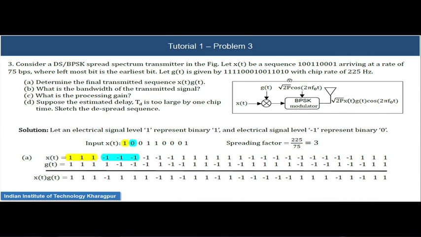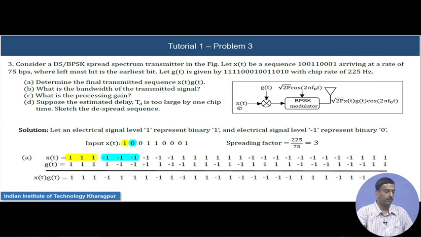In problem number 3, we see that we have a DS BPSK spread spectrum transmitter, and we observe that the input signal, which is a data sequence, is multiplied with the pseudorandom sequence in order to yield the spread spectrum signal, which is further modulated using the binary phase shift keying scheme for transmission through free space.